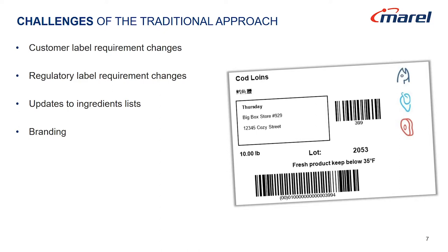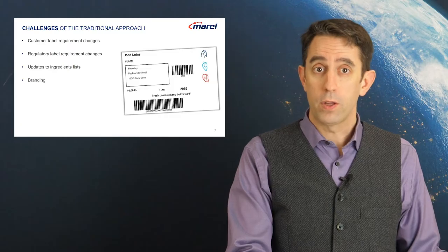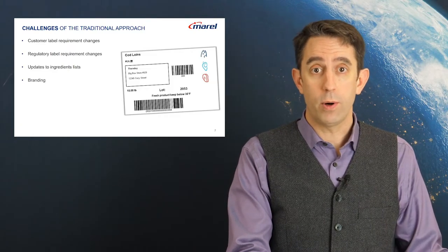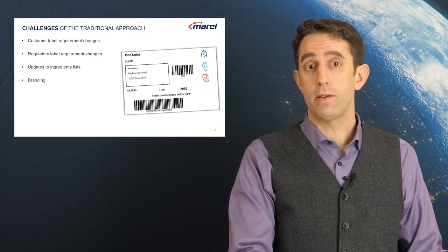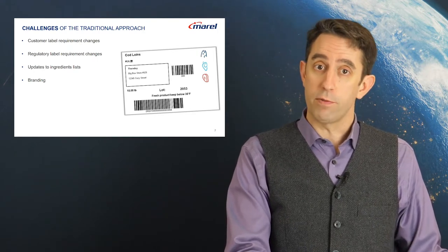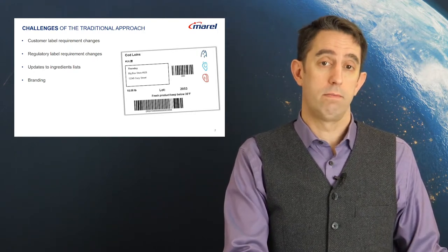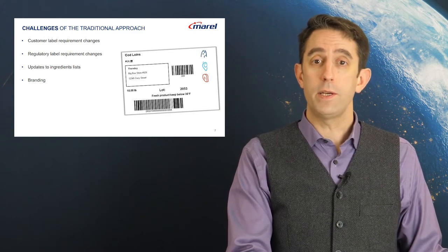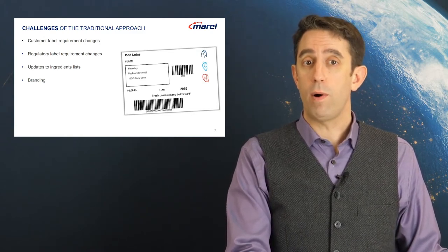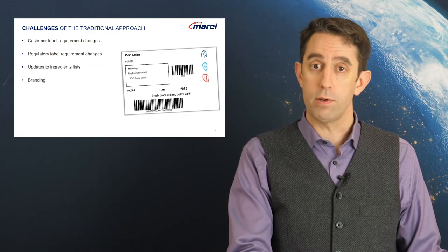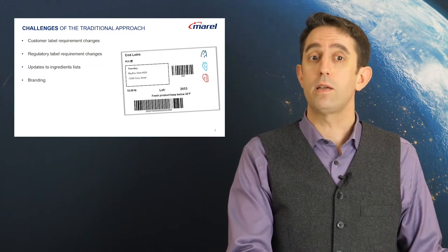There are even customers who may reject a shipment because the label isn't up to the specification they demand. Or it could be rejected or held up in customs because the regulatory requirements for the label weren't met. How quickly can your business react to meet new requirements from regulations, customers, or even your own marketing department?